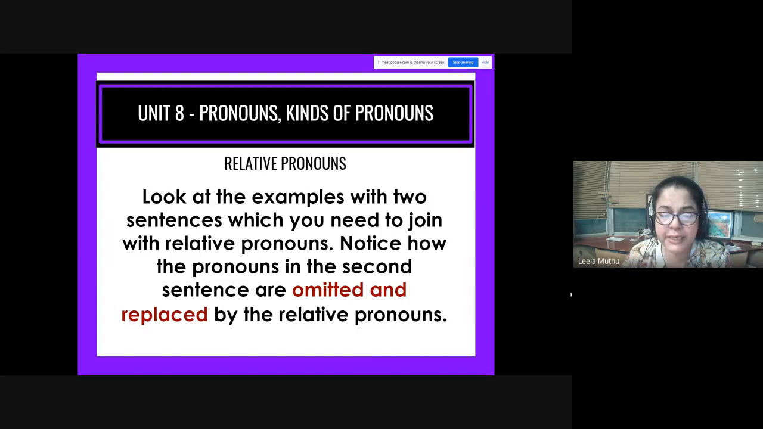So now look at the examples with two sentences which you need to join with relative pronouns. Notice how the pronouns in the second sentence are omitted and they're replaced by the relative pronoun. Okay, and you'll see what I mean when I go to the different examples.